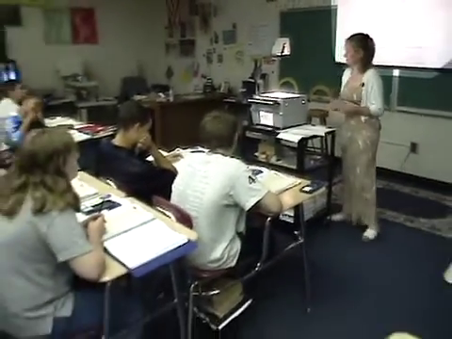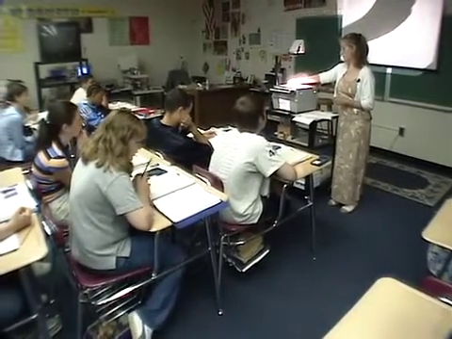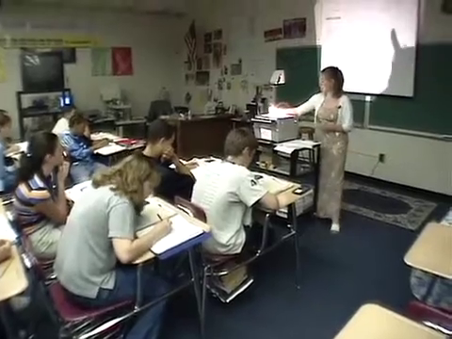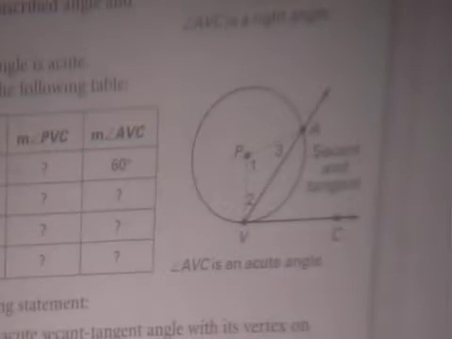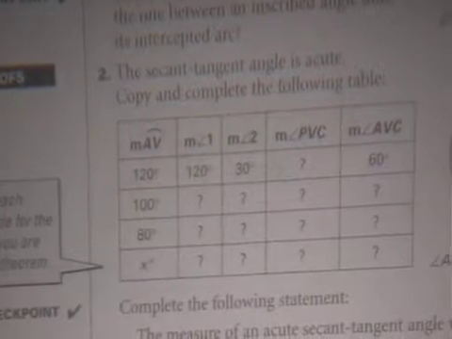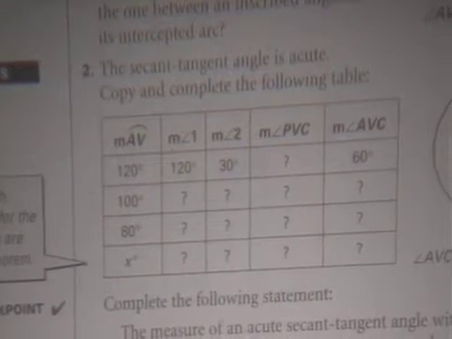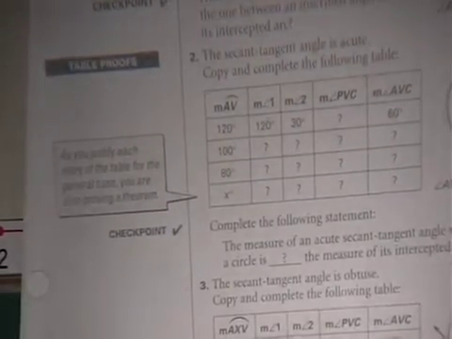Okay, look at number 2, the secant-tangent angle. This was if it's the tangent and it's a right angle. Next we're talking about the acute angles. What happens if the angle is acute? It's not coming straight through the center, so that's going to be a little bit more tricky for you. Look at arc AB. It tells you it's 120 degrees. And then it gives you 120 degrees for angle 1 here.